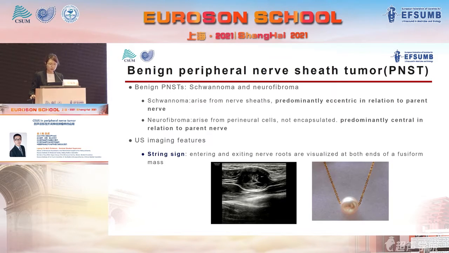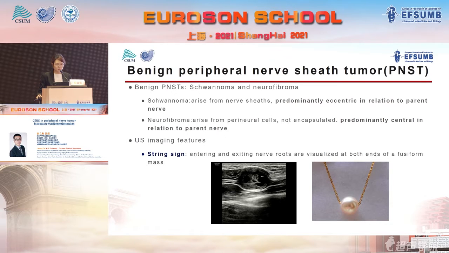Now let's talk about the ultrasound findings of common peripheral nerve sheath tumors. Schwannoma arises from nerve sheaths, predominantly eccentric in relation to the parent nerve. Neurofibromas arise from the peripheral perineural cells, not encapsulated, predominantly central in relation to the parent nerve.